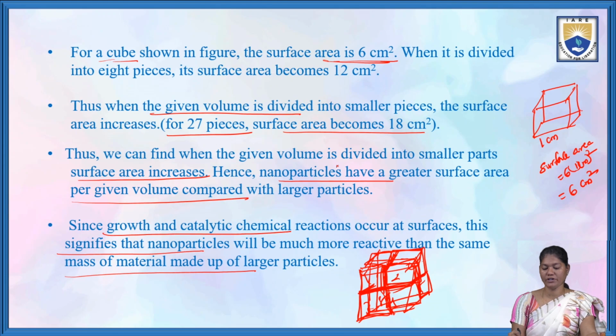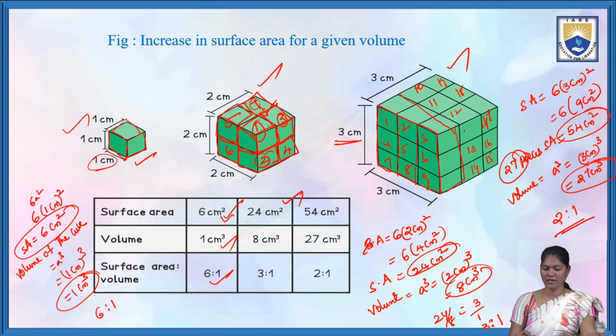So when the given volume is divided into smaller parts, the surface area is increasing. Here, when dividing into smaller parts, we have taken the same cube. For one solid cube, the bulk particle, the surface area is 6 but the volume is 1. So the surface area to volume ratio is 6:1.